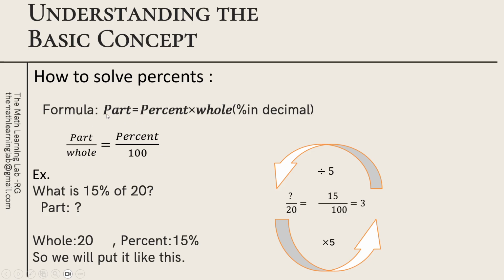And in the seventh grade or pre-algebra onwards, we are using part is equal to percent times whole, where percent has to be written in the decimal. This is the equation format.